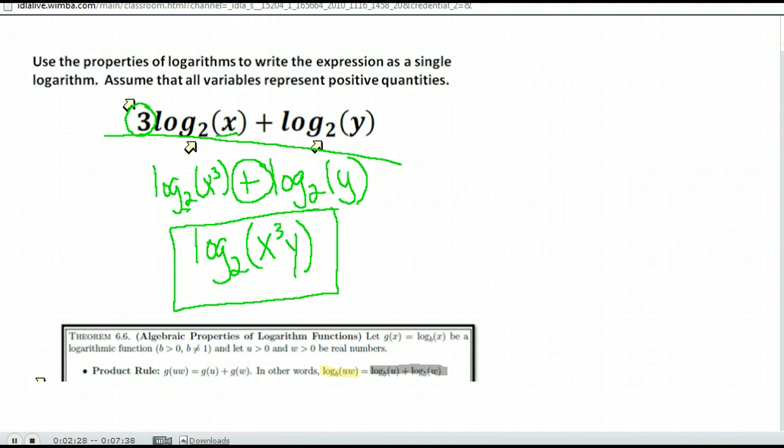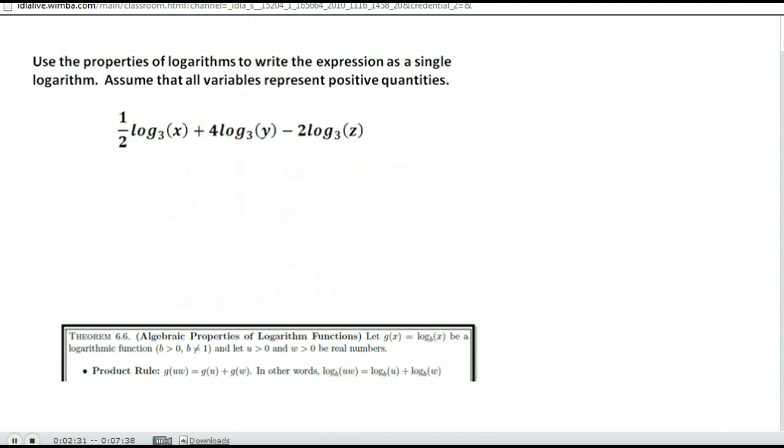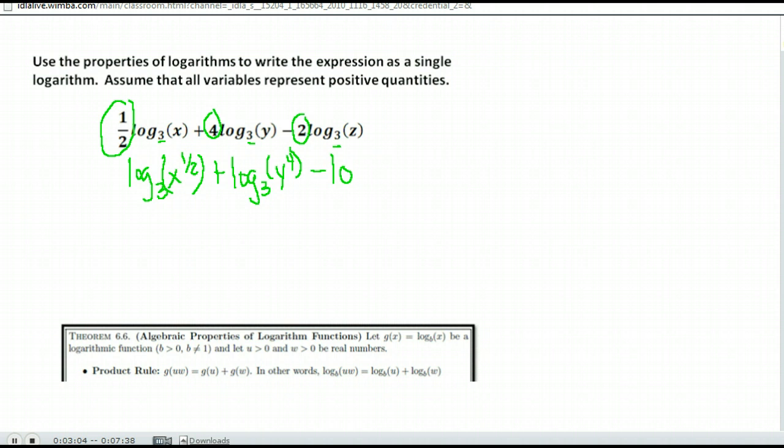Okay, let's do a few more examples. All right, we have 1/2 log base 3 of x. Again, note that they're all log base 3 so that we can actually make this workable. Our first job is to take any numbers in front and bring them up as exponents for those variables. So we have log base 3 of x to the 1/2 power plus log base 3 of y to the 4th power minus log base 3 of z to the 2nd power.